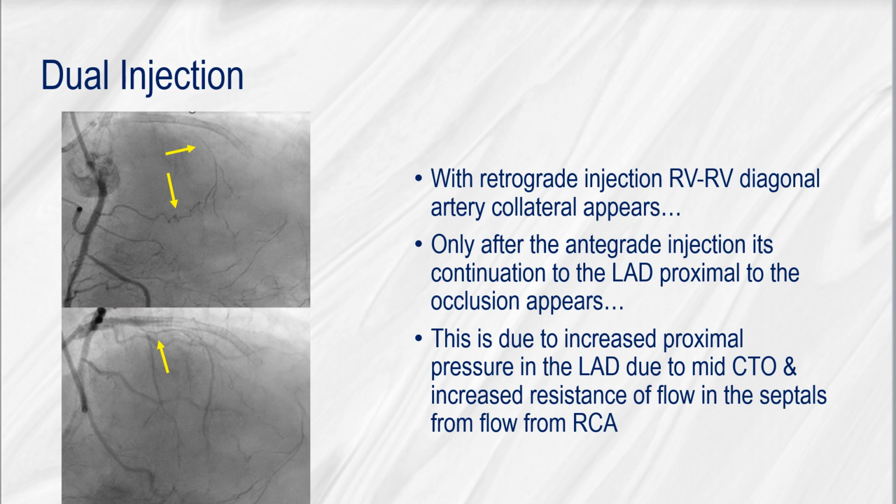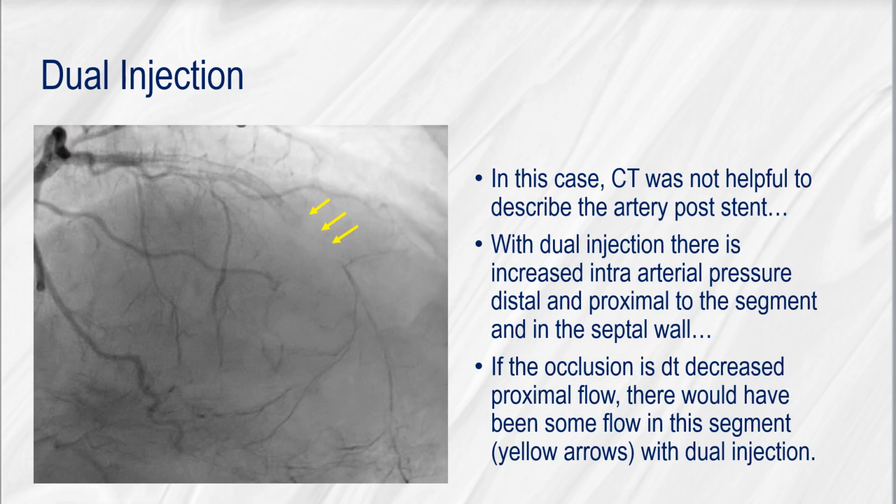This is due to increased proximal pressure in the LED due to the mid-CTO and increased resistance of flow in the septals from the flow from the RCA. In this case, CT was not helpful to describe the artery post-stent. With dual injection, there is increased intra-arterial pressure distal and proximal to the segment and in the septal wall.